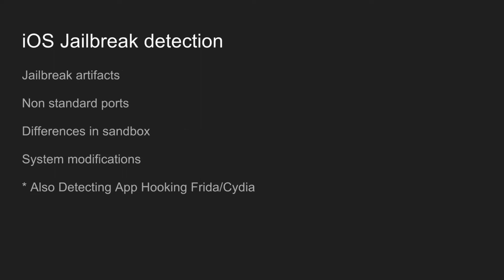So iOS, when you jailbreak an iOS device, there's roughly about 4 ways that you're going to detect this, right? First is jailbreak artifacts. Next, you're going to have non-standard ports, differences in the sandbox, and system modifications. And we're also going to touch a little bit on the app hooking via Frida and Cydia too.